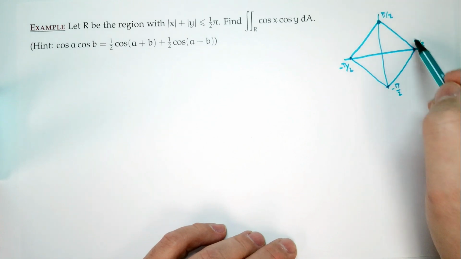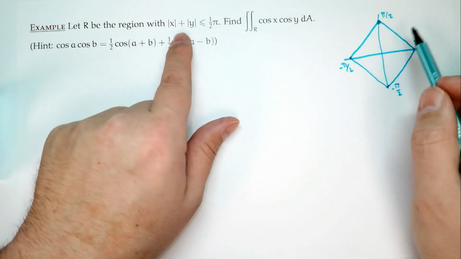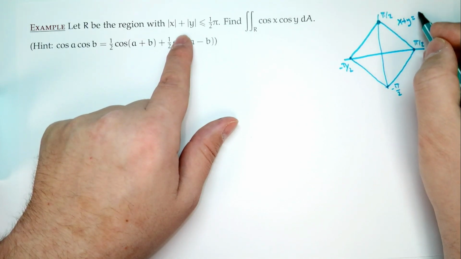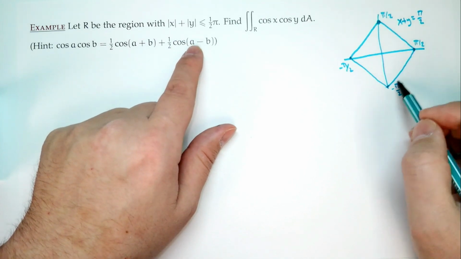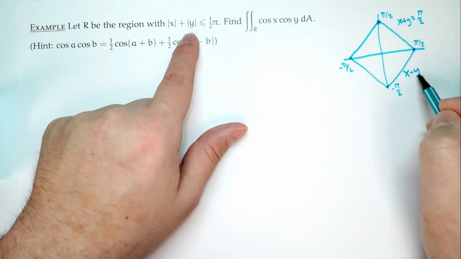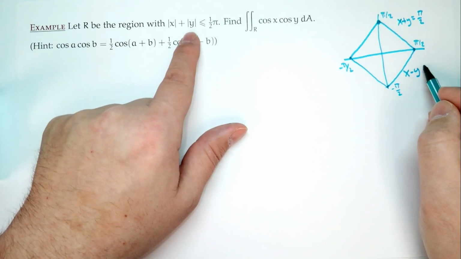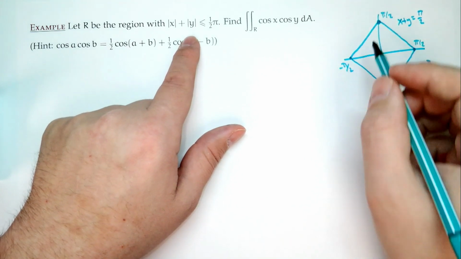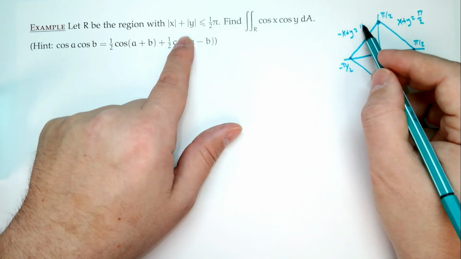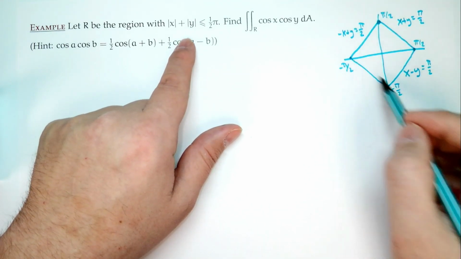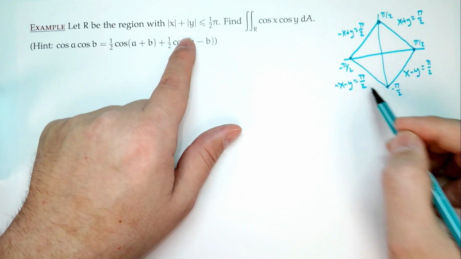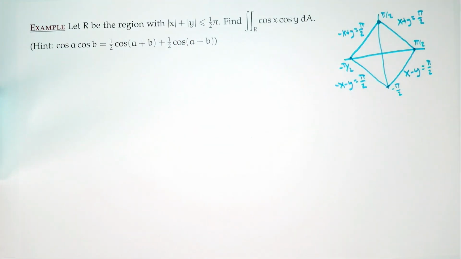And what happens is, depending upon which quadrant you're in, you change your sign. For example, if I'm in the first quadrant, it's x plus y equals pi halves. Say I'm down here, well, I want positive x minus y, because y is negative in that quadrant, equals pi halves. Over here, it would be negative x plus y equals pi halves. Downstairs, they're both negative: minus x minus y equals pi halves. And there we go. That's our region.